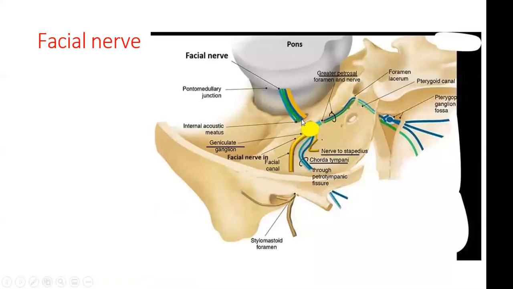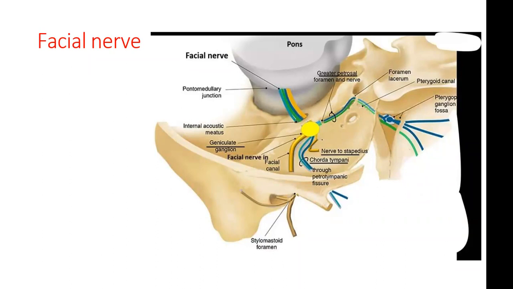Then the 7th and 8th cranial nerves enter the facial canal. And in the facial canal, it goes very close to the ear structures. A lesion in this area can cause 7 and 8 nerve palsy.